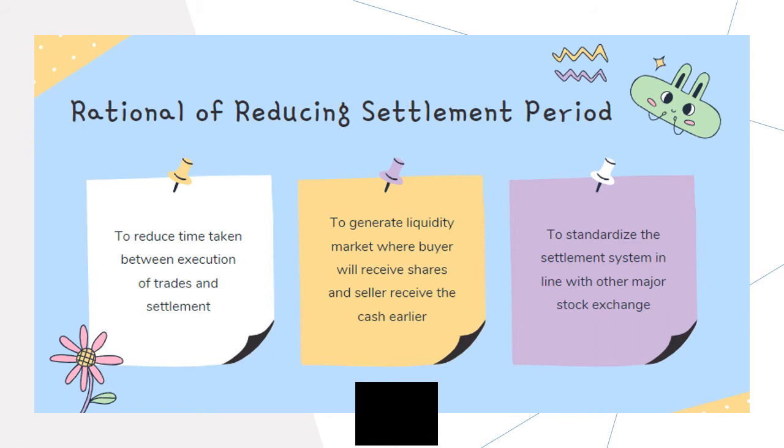Number one is to reduce the time taken between execution of trades and settlement. Number two, to generate liquidity. We want to generate a liquid market where the buyer will receive shares and the seller will receive the cash earlier. And number three is to standardize the settlement system in line with other major stock exchanges.